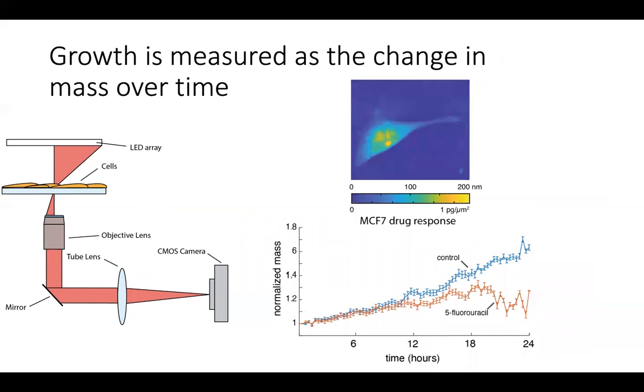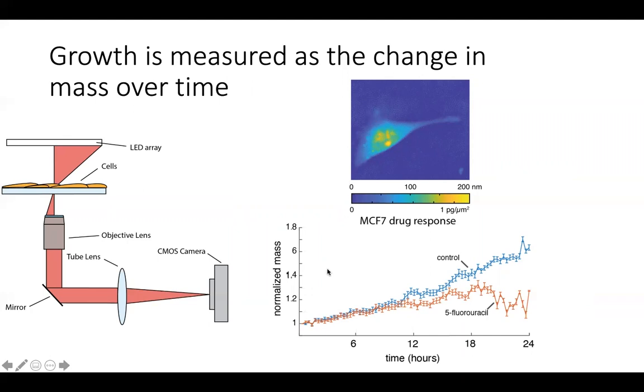So growth is measured as the change in mass over time. After determining the phase shift through the cell, we're able to determine the distribution of mass in the cell. In order to compute the mass of the cell, we just have to integrate over the area. We can see here with this cell that it has more mass in the center, where we expect the nucleus to be, and less mass on the edges and in this protrusion, where we expect the cell to be flattening out.